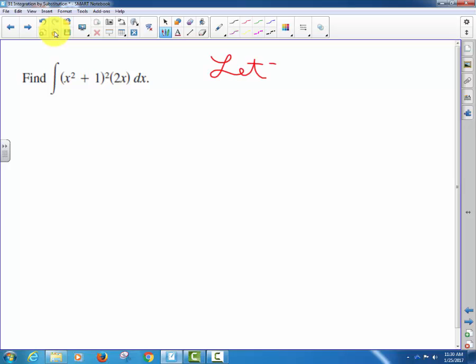We're going to start off and we're going to say let u equal x squared plus 1. And actually, I don't need the parentheses there. Just let u be x squared plus 1.